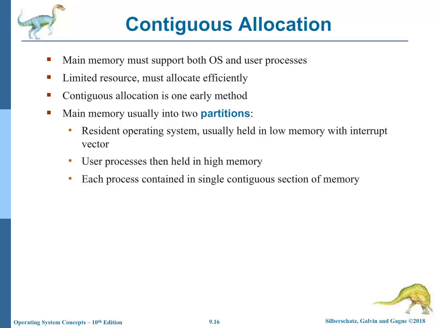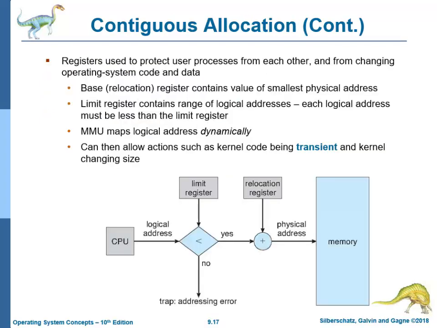In contiguous memory allocation, each process is contained in a single contiguous section of memory. In this memory allocation, all the available memory space remains together in one place, which implies that the freely available memory partitions are not spread here and there across the whole memory space. Registers are used to protect user processes from each other and from changing operating system code and data.